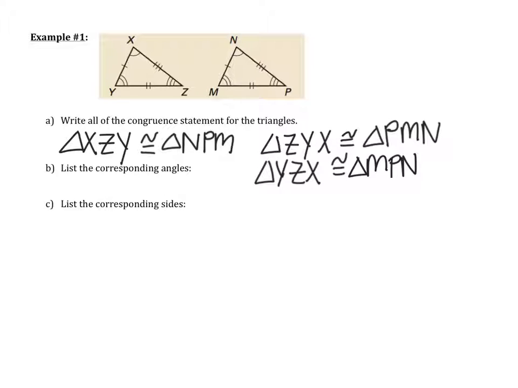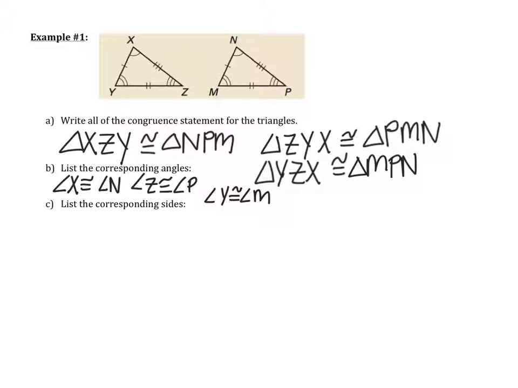Let's move on to part B, list the corresponding angles, which we've kind of already done when we were writing all the congruent statements for the triangles. So this should be easy. Angle X corresponded with angle N. Angle Z corresponded with angle P. And angle Y corresponded to angle M.